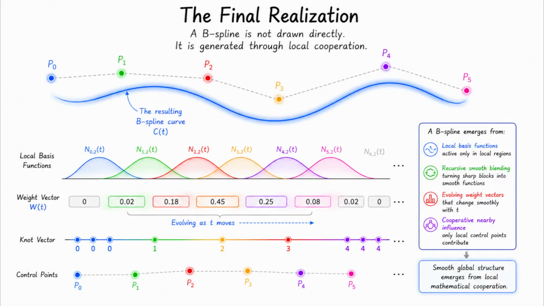The mathematician finally understands. A B-spline is not drawn directly. It emerges from recursive blending, local influence, and evolving weight vectors. Smooth global structure emerges from local mathematical cooperation.